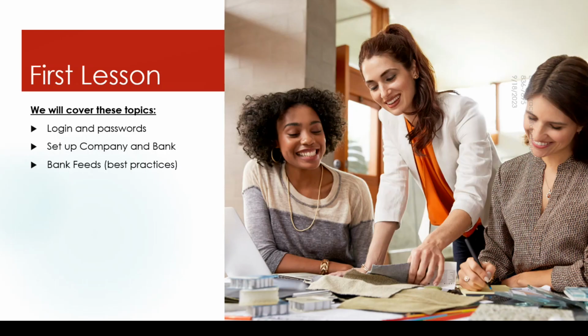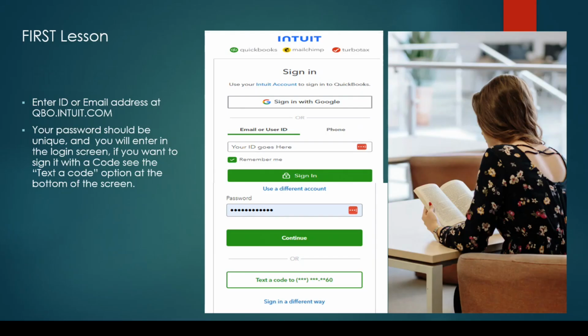So let's get started with going over the first lesson, which is the simple login and password, setting up the company and bank, and going over the bank feeds. So on the online version, everything's held in the cloud. You will go in through your browser and sign into Intuit. And at this point, you will use the email that you actually created your company with when you selected the version or the plan that you wanted.